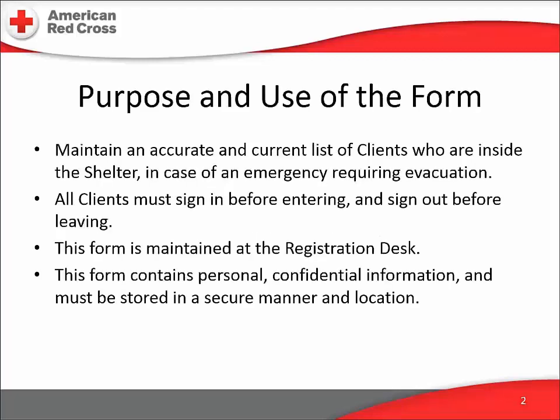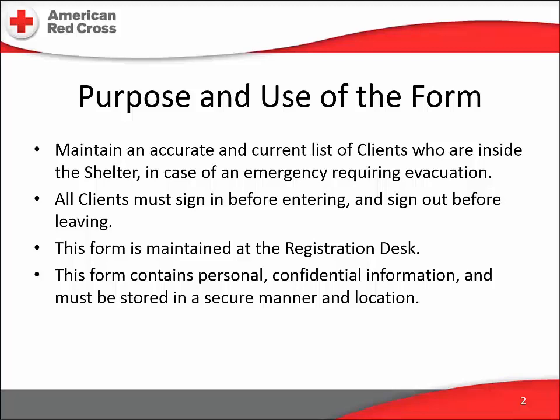This form is intended to maintain a current, accurate list of which clients are physically inside the shelter at any given moment. Every shelter has a prepared evacuation plan, which will outline what to do if the building has to be evacuated. The plan will designate a meeting place for all clients and staff and visitors, where the shelter manager will make sure everyone is out of the shelter, which means that the shelter manager has to know who was inside before the emergency.